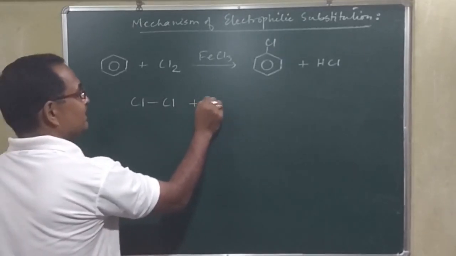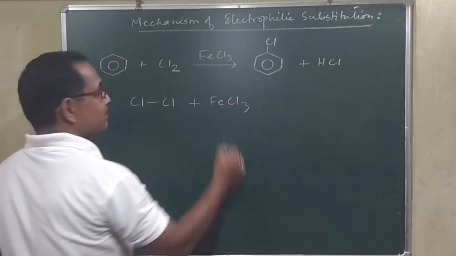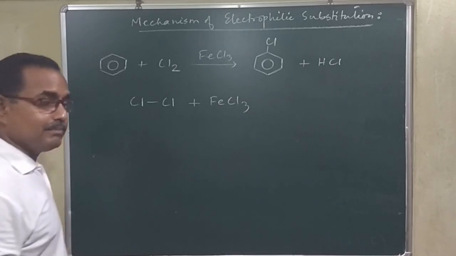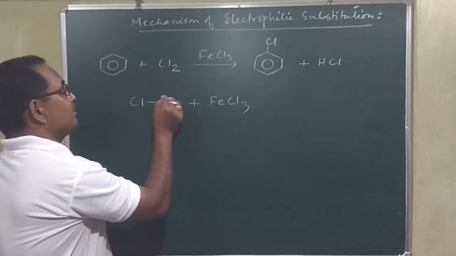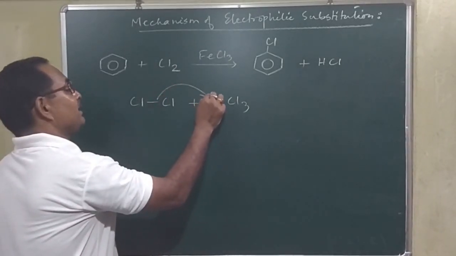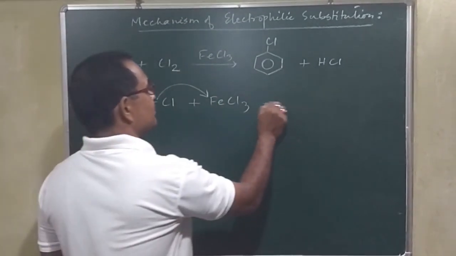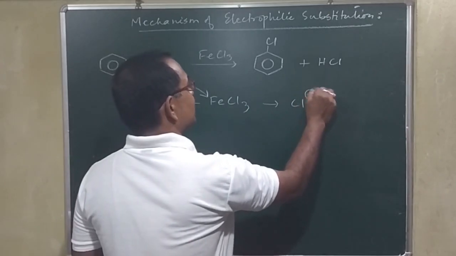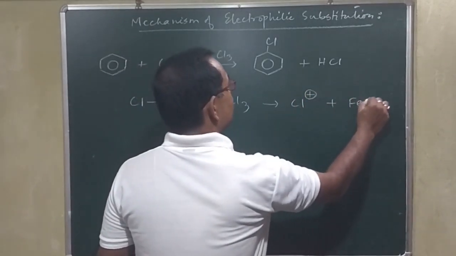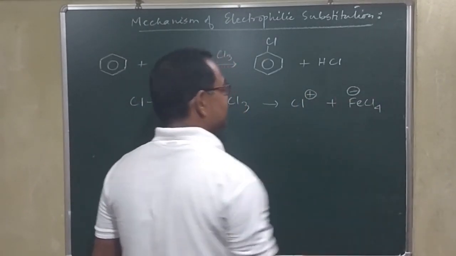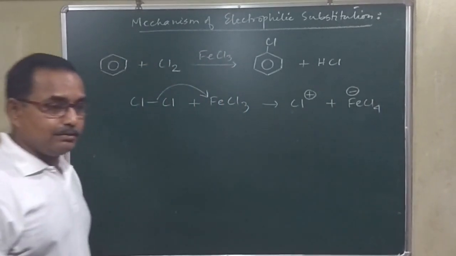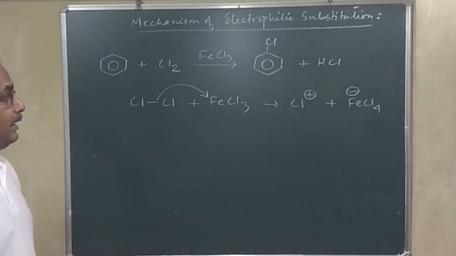Here, ferric chloride is a Lewis acid. It acts as a catalyst. You see, ferric chloride helps in generating the electrophile. Being a Lewis acid, it can accept an extra pair of electrons. As a result, what will happen? You will have Cl plus FeCl4 minus. This is the chloronium ion. This is the actual attacking agent.